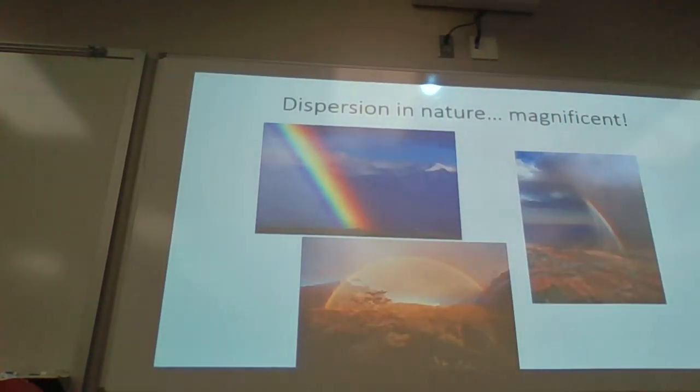Okay. So what do you need? What are the necessary ingredients in order to see a rainbow? Water, light, and eyeballs.